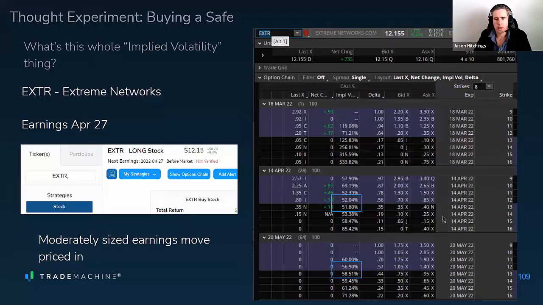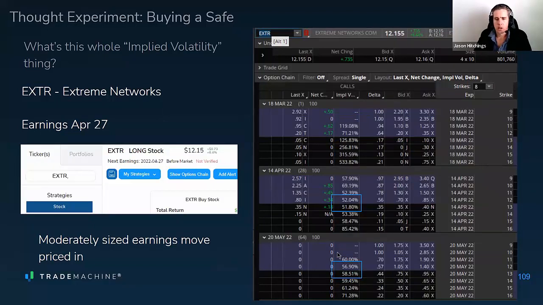Well, this expiration isn't capturing. This is the 14th of April. If the earnings is anywhere near the 27th, it's not going to capture that earnings event. But the 20 May should.